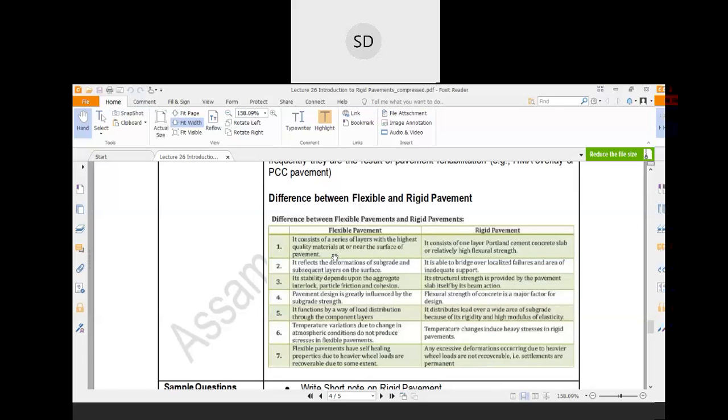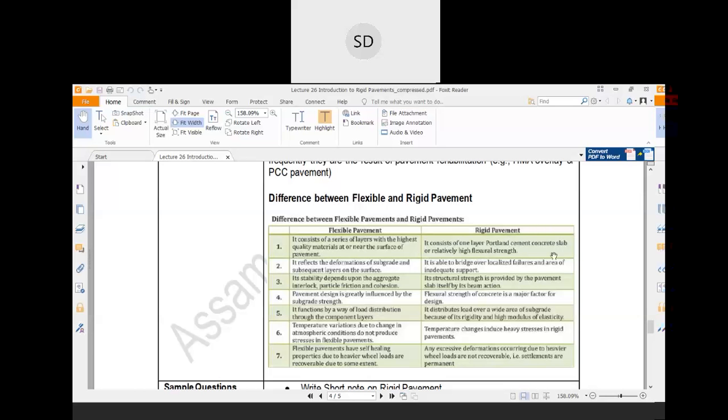Why the highest quality materials? Because the load will be distributed grain to grain, and therefore the dispersion would be at a 45-degree angle, and the area of the dispersion would be higher as the depth increases. Therefore the higher quality material is required on the top surface where the stress would be higher, and in the bottom portion the stress would be lower, therefore some inferior quality material can be used.